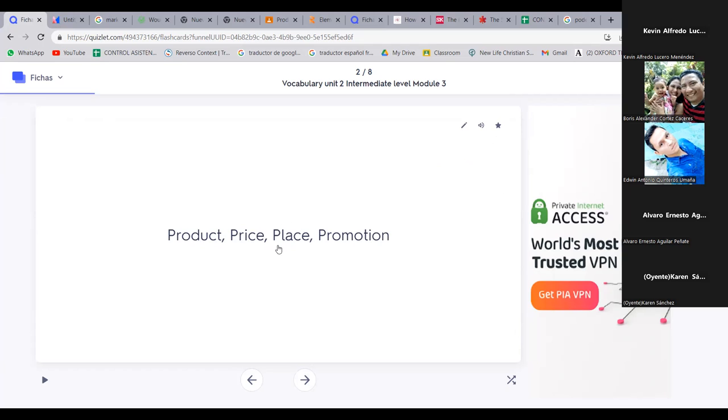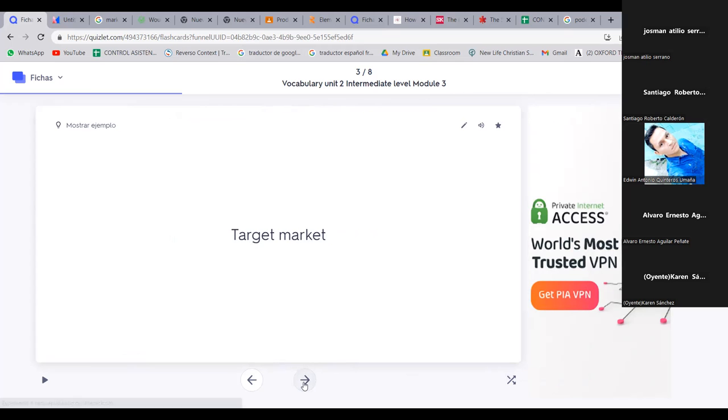Yes, product, price, place, promotion. Those are the four P's of the marketing mix. What are the four P's of the marketing mix? Product, price, place, promotion. Very good. So now let's see.